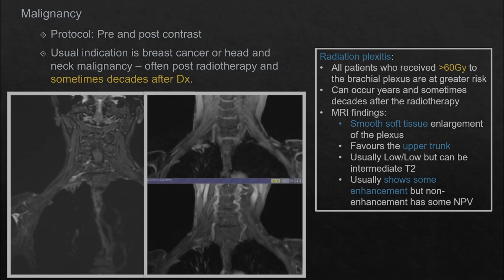As you can see in this case, which is a case of breast cancer who was 10 years clear, the query was over a new weakness in the right arm, and you can see on the non-contrast T2 on the right side, there is abnormal enlargement of the lower trunk, which was relatively atypical for radiation plexitis. We did a pre and post contrast image, and as you can see, the lesion does not enhance. And as such, we were fairly confident that this was due to radiation plexitis, and there was no change on the follow-up imaging.